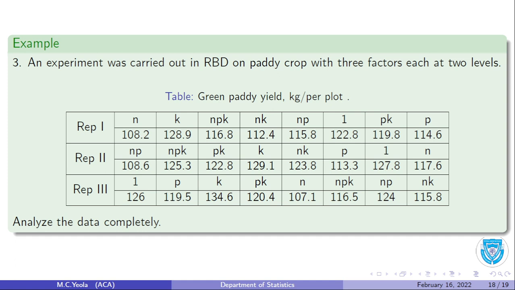What you have to do is only one change. The divisor will be 32 there, because we have 4 blocks here, or 3 replicates. A block is nothing but a replicate. So we have 8 times 3, that is 24 observations. Only that change you have to make, and you have to repeat the same procedure for this third example.